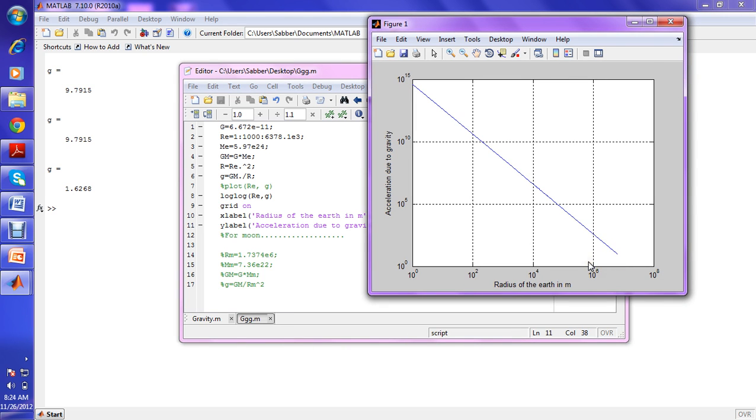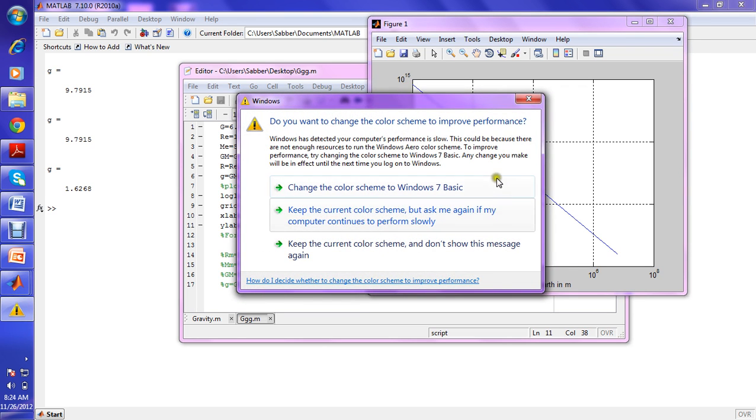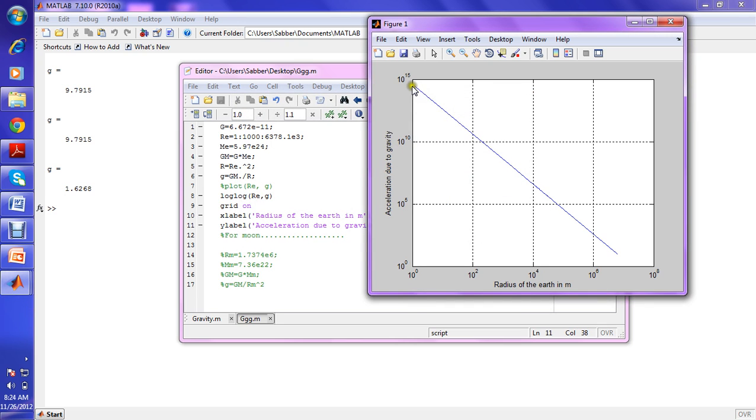So you see here, this is the radius of the Earth. From the center it is approximately 10 to the power 0, right? This is a log scale, that's why it shows in terms of powers of 10. Okay, so we see that gravity varies with distance linearly, right? It's not a non-linear function. So it's a linear equation.